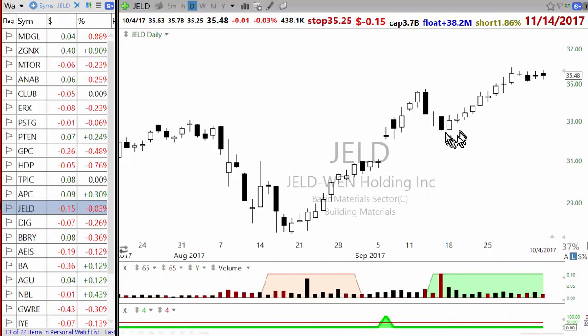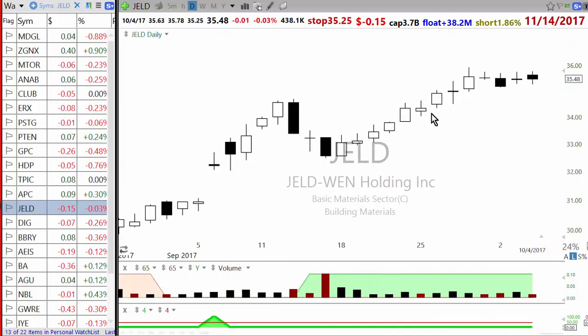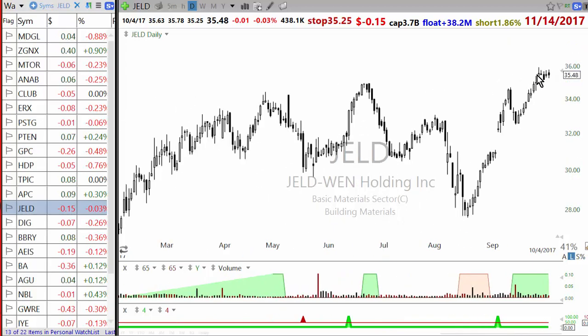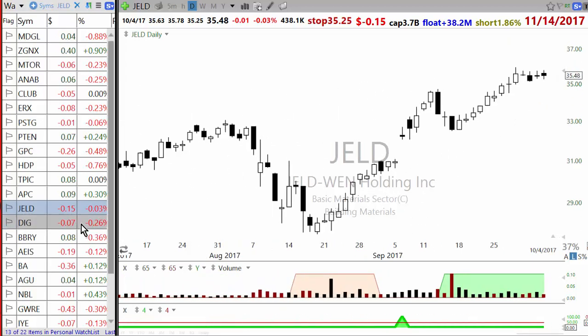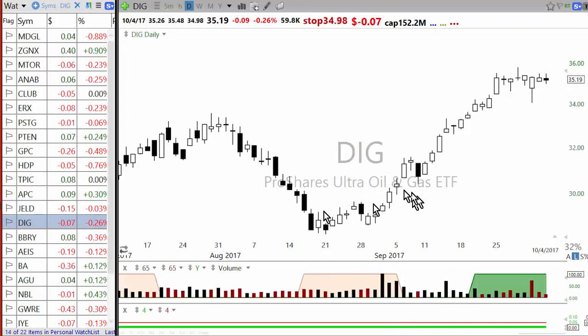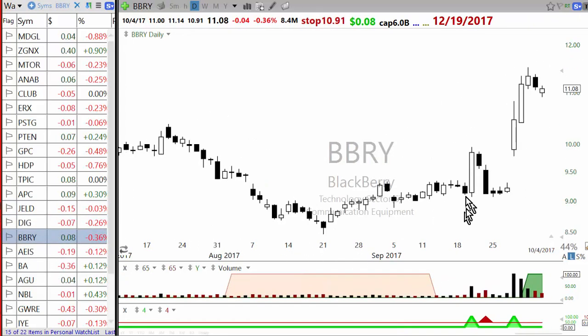See where you see this is the leg and then setting up nicely as a sideways move, and if it breaks out, a lot of these are basically IPO kind of moves. DIG, which is again another ETF in the same sector.